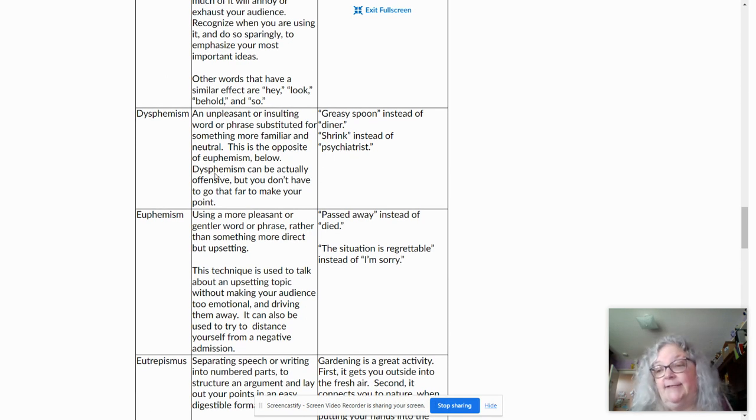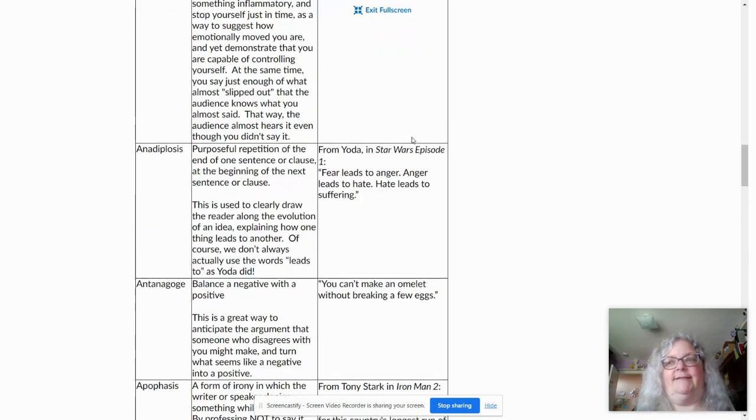Dysphemism is the opposite, and it's something that a lot of people don't know about or use as much as euphemism, but it can also be pretty effective. It's an unpleasant or insulting word or phrase substituted for something more familiar and neutral. It can actually be quite offensive, but you don't have to go that far to make your point. So for example, if you call something a greasy spoon instead of a diner, you're giving this sense that maybe you don't actually want to eat there. Definitely, we still know it's a diner. If you call someone a shrink instead of a psychiatrist, you're suggesting that you perhaps don't have that much respect for either them or their profession. That's dysphemism. And there's a lot of ways that that gets used as well.